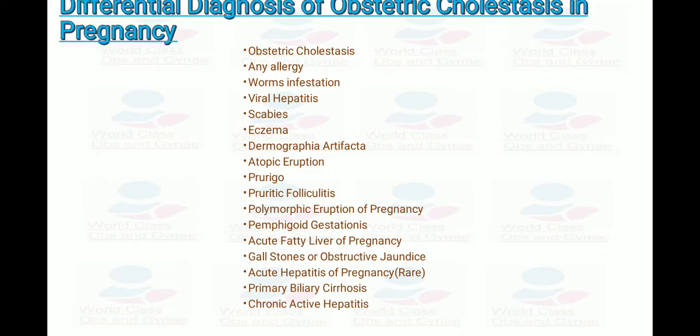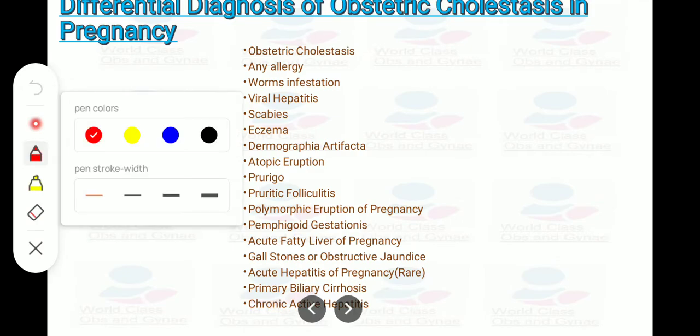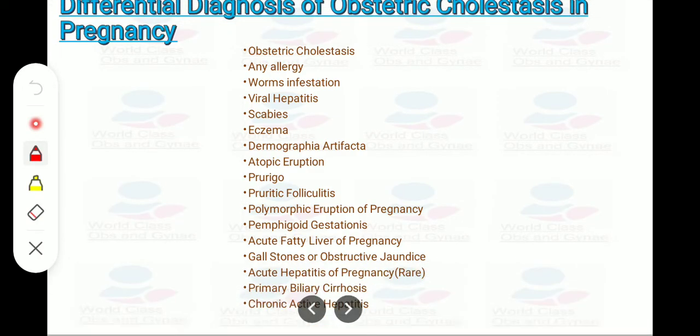Whenever a patient comes with the complaint of itching all over the body or raised LFT, we have to remember these important differential diagnoses, and while taking history, we have to rule out all these things. So this first slide is dedicated to all those differential diagnoses, and I recommend you memorize all those points. So first is obstetric cholestasis, on the top when a patient comes with itching, raised LFT.